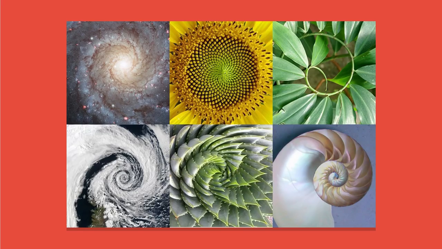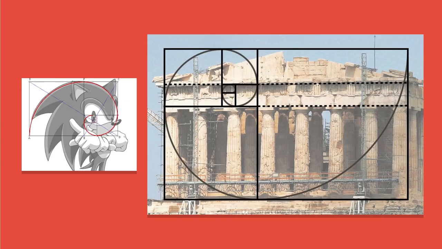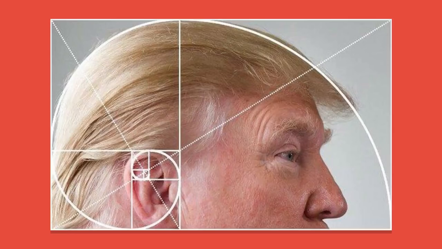You can see here some natural examples of that. It can be found in shells, it can be found in whirlpools, it can be found in tornadoes, in space, solar systems, as you can see. In man-made structures and artwork, you can see Sonic the Hedgehog's head is incorporating the golden spiral, as well as lots of Roman architecture and things like that, as well as Donald Trump's head.